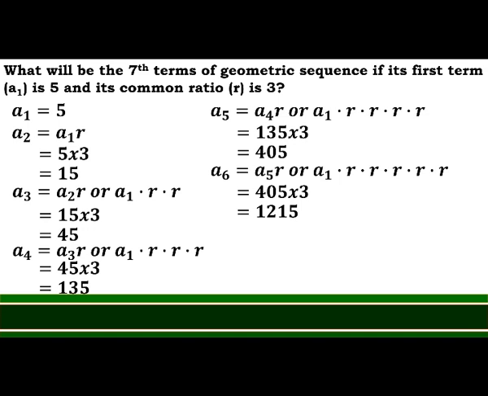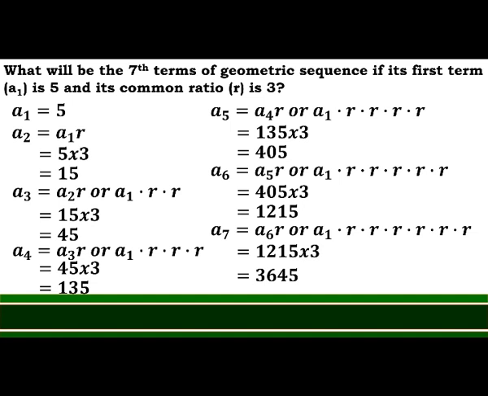1,215. At para malaman natin yung hinihingi ng problem, which is the 7th term ng sequence, yung 6th term, i-multiply lang natin sa ating common ratio. We have 1,215 multiplied by 3. The answer is 3,645. So it means the 7th term of the geometric sequence, if the first term is 5 and the common ratio is 3, is 3,645.